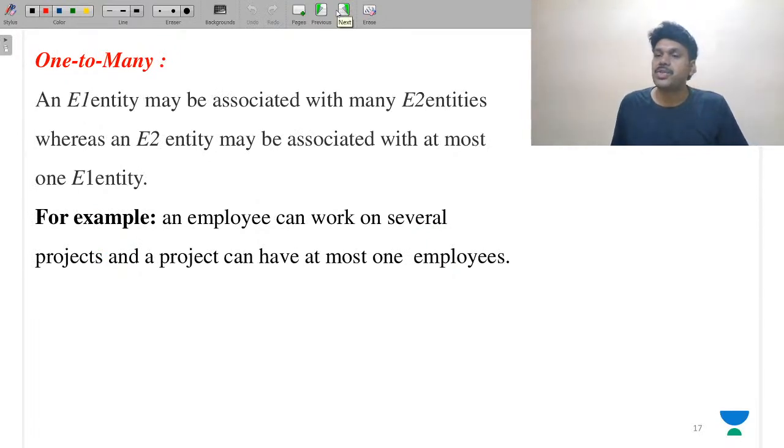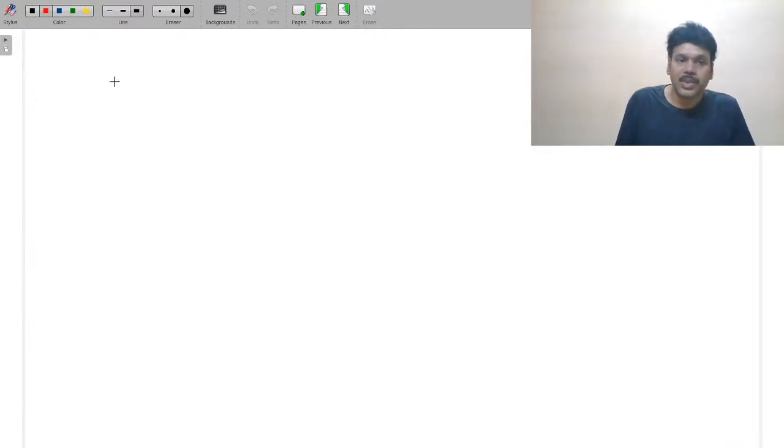If you look at 1:many, what is the meaning of 1:many? Let me figure it out here. You say that there is a department entity and there is an employee entity.